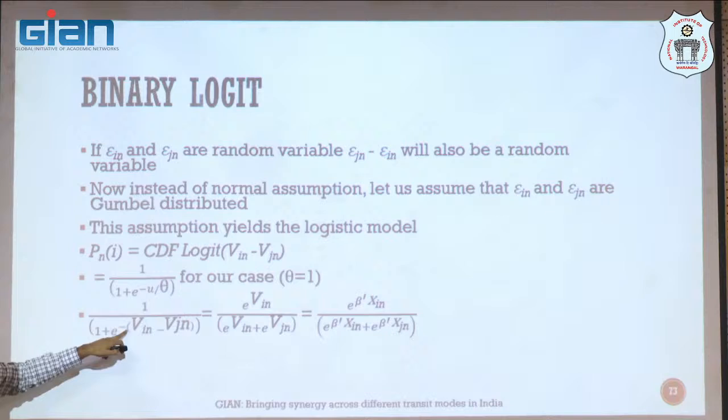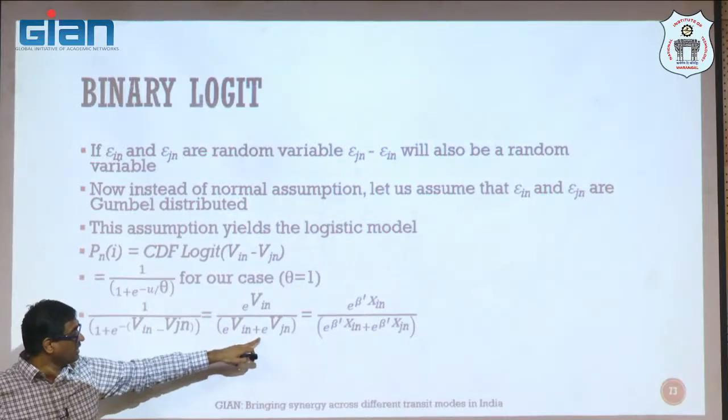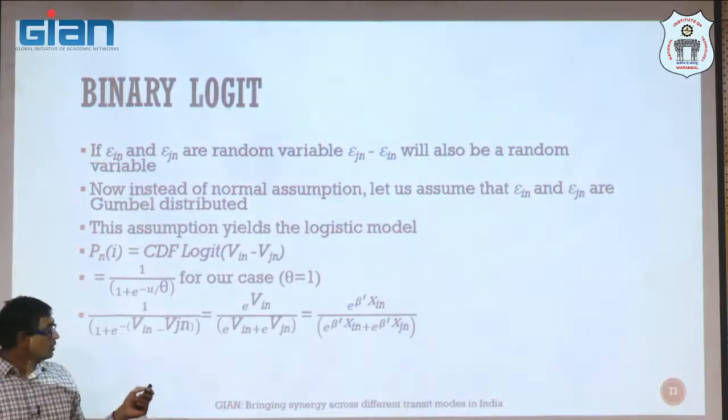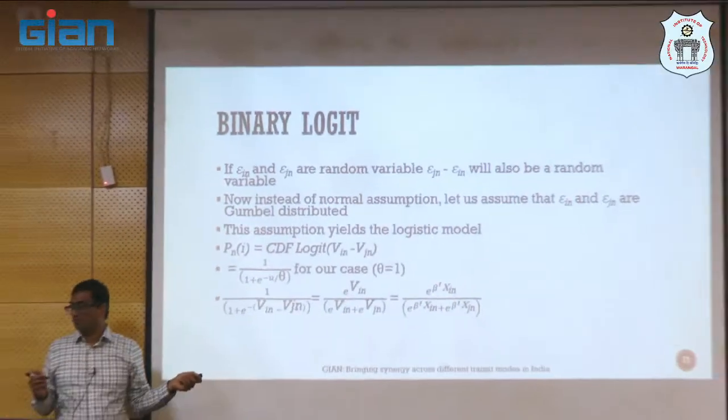So we put this minus sign here and you reorganize, it will come out to be e power Vin by e power Vin plus e power Vjn. Okay, so this is the formula for binary logit. So we have two possible systems, binary probit and binary logit. In binary logit, you have a nice formula to compute your probability.